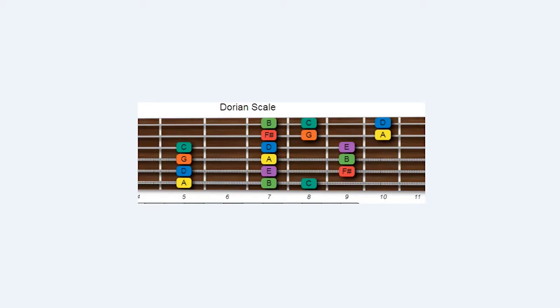Okay, let's move on to the next one here. Now we have our Dorian scale, okay? That's a minor scale. Now let's look at this. We know our Ionian ended right over in here, right? So basically we ended with that pattern. That's where our new pattern would begin.